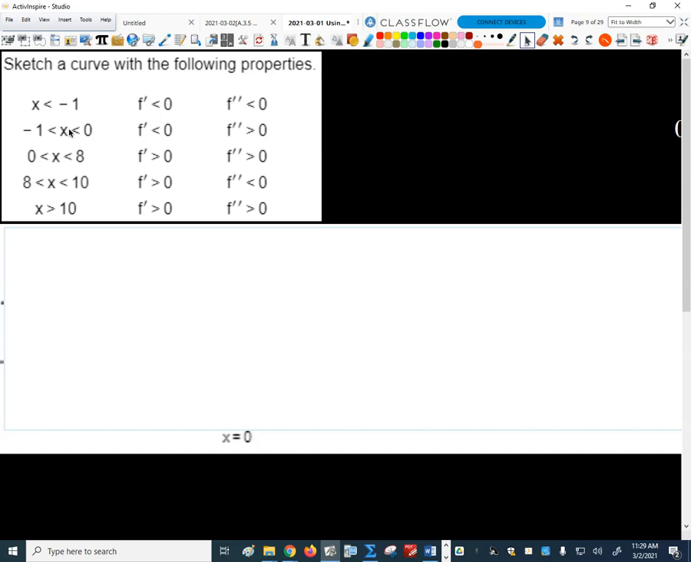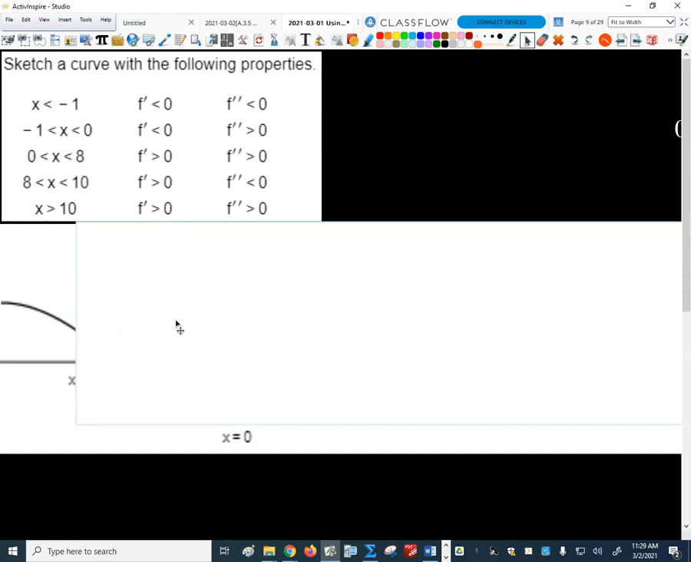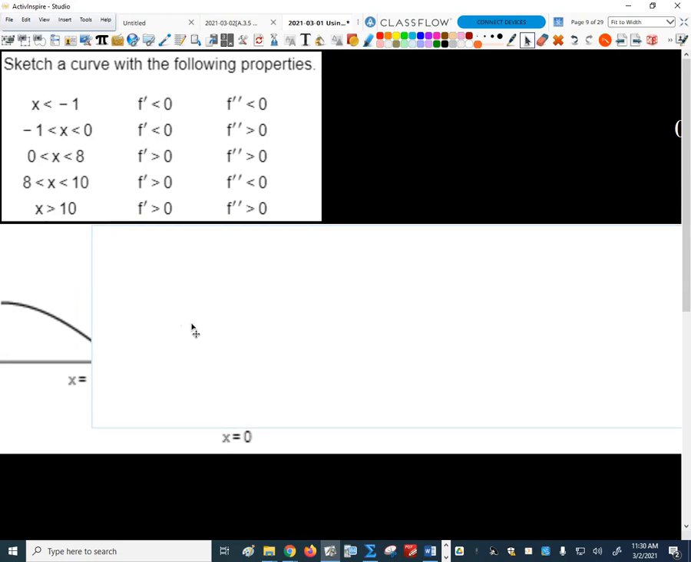Type that in chat real quick. The function is what? First derivative is negative. Okay, good, so it's decreasing. Second derivative is negative. What does that mean? Okay, concave down. There you go. So then that must look like that. Everybody agree? Decreasing, concave down.